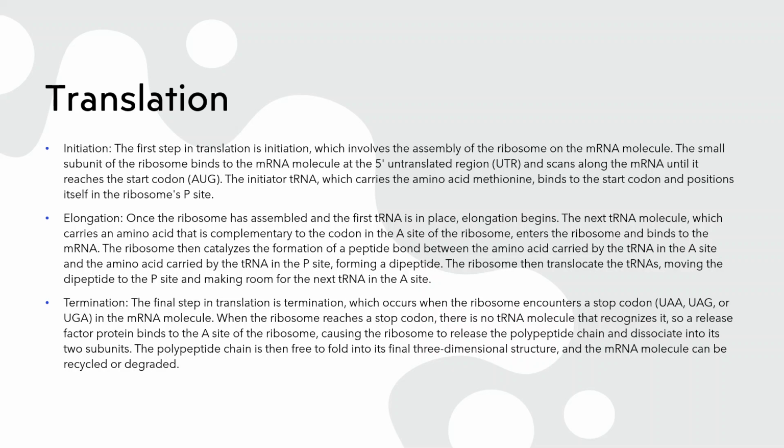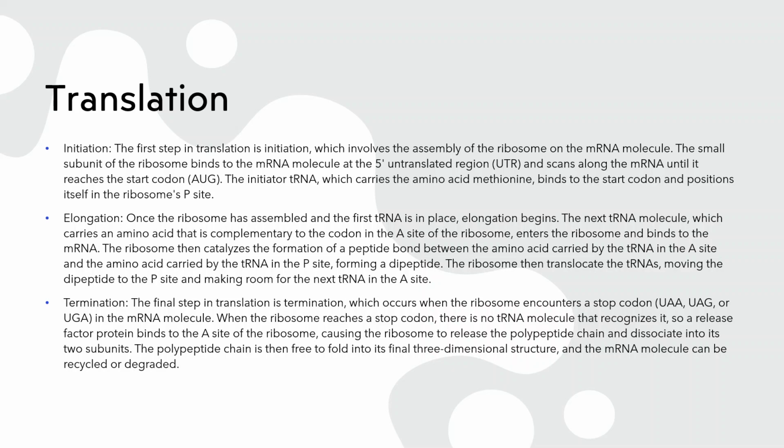The ribosome then translates the tRNAs, moving the peptide to the P site and making room for the next tRNA in the A site. This will then end with termination, which is the final stage, which occurs when the ribosome encounters a stop codon, which can be UAA, UAG, or UGA, which will be found in the mRNA molecule.